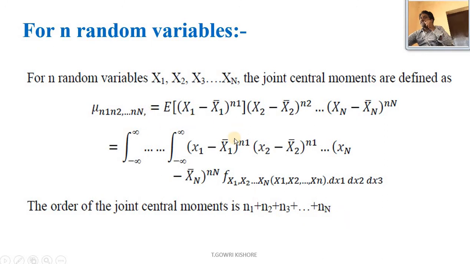So here it is for n random variables, where it represents the order of the joint central moment, that is an nth order joint central moment.